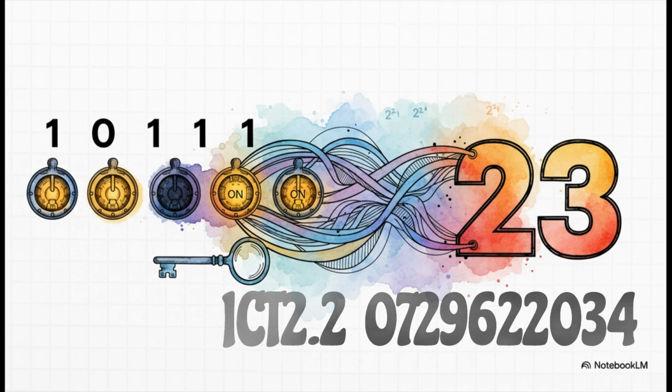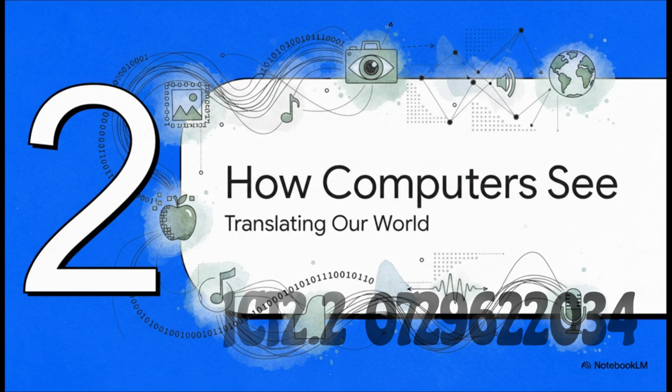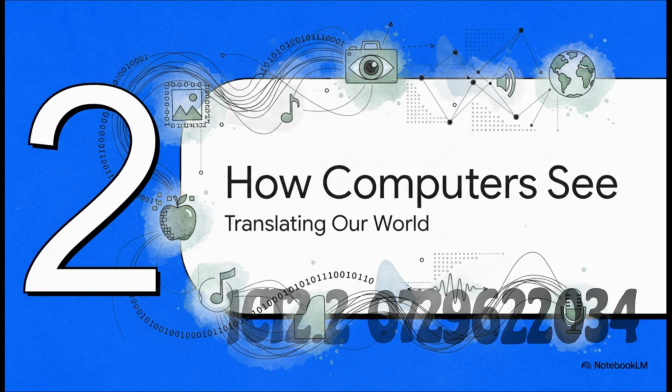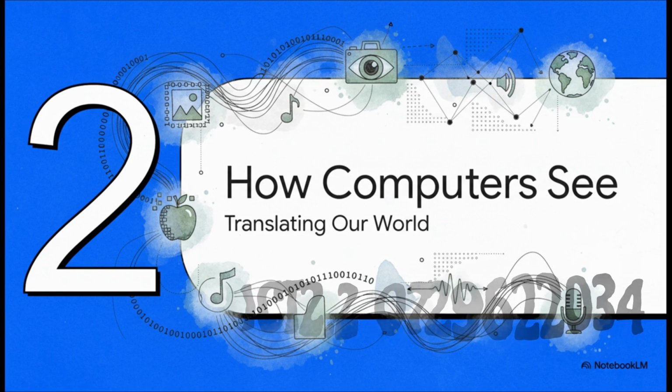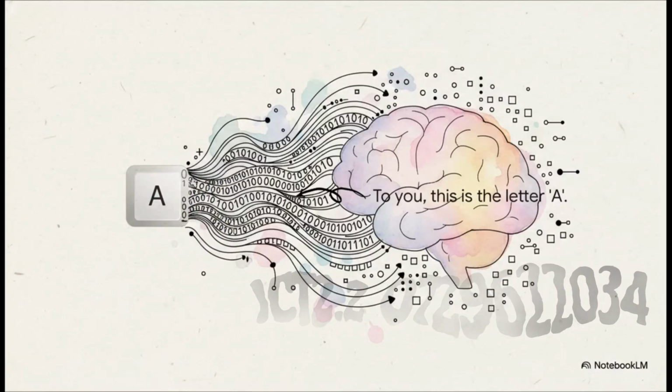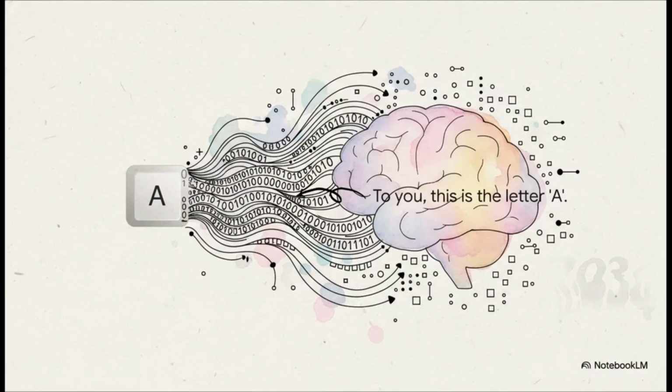Pretty cool, right? Okay, so computers can count using ones and zeros. That's neat. But how does that simple counting let them represent our messy, complicated world? Let's see how this thing builds on itself. So when you press this key on your keyboard, you see the letter A. For us, that's just instant.